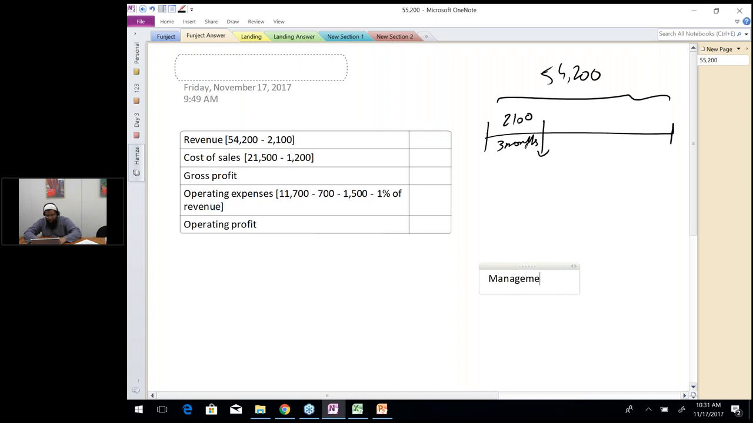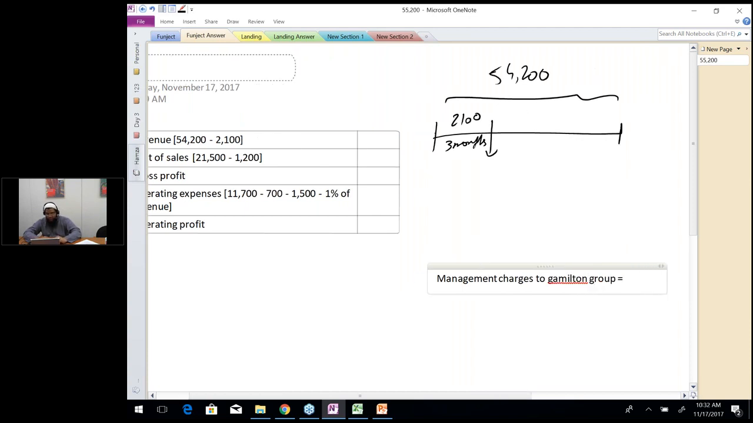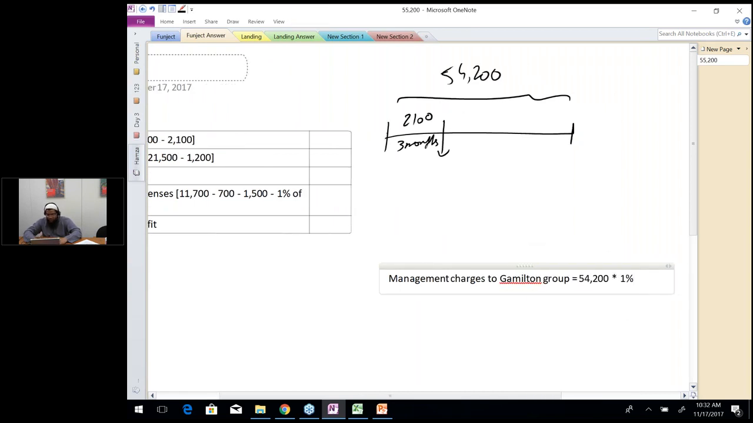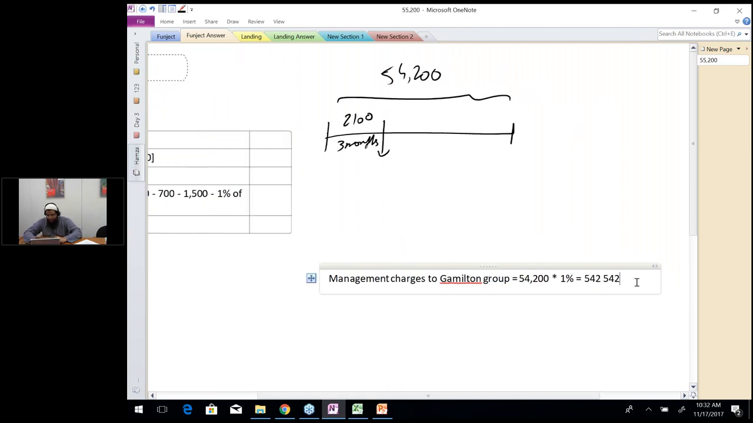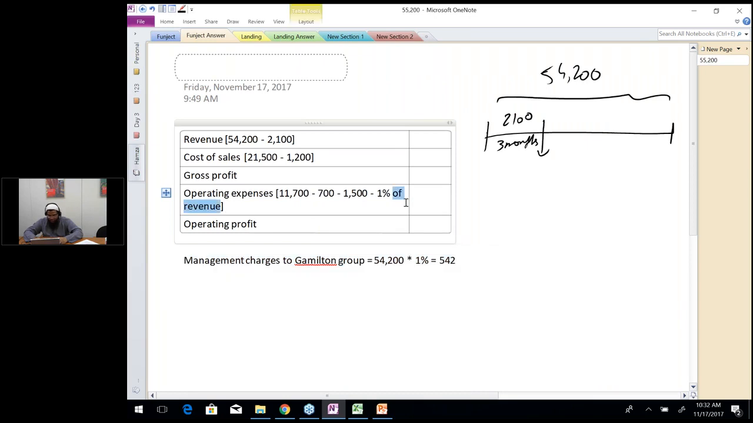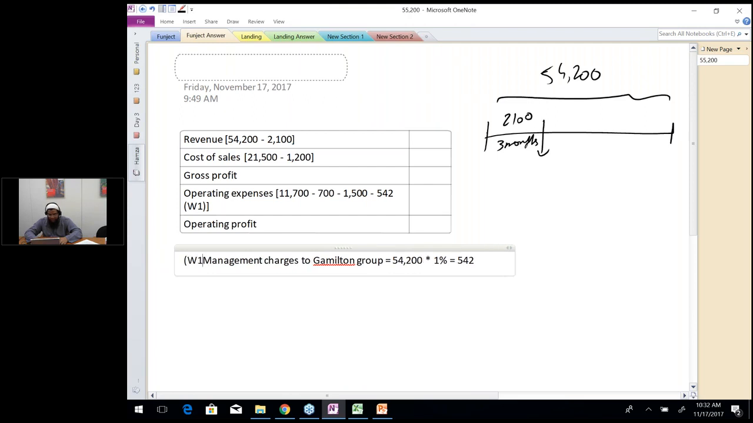Management charges to Gamilton Group is equal to, now what are the management charges? 1% of the revenue. The revenue was actually 54,200, so 54,200 into 1% is going to be 542. So these are the management charges that I'm going to remove from over here. I've calculated this in working number one, so that if anyone wants to check where we are getting this from, this is working number one.